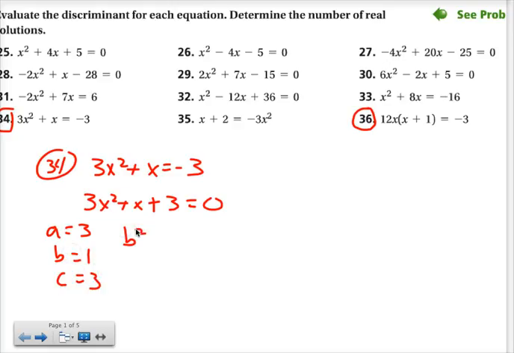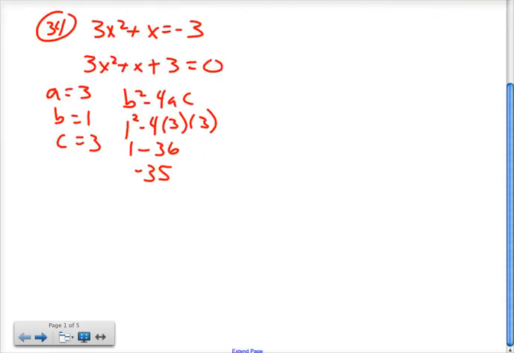But the discriminant is just b squared minus 4ac. So that will be 1 squared minus 4 times 3 times 3. That will be 1 minus 36, and that will give us negative 35. And a negative in the discriminant means we're going to get two imaginary solutions.